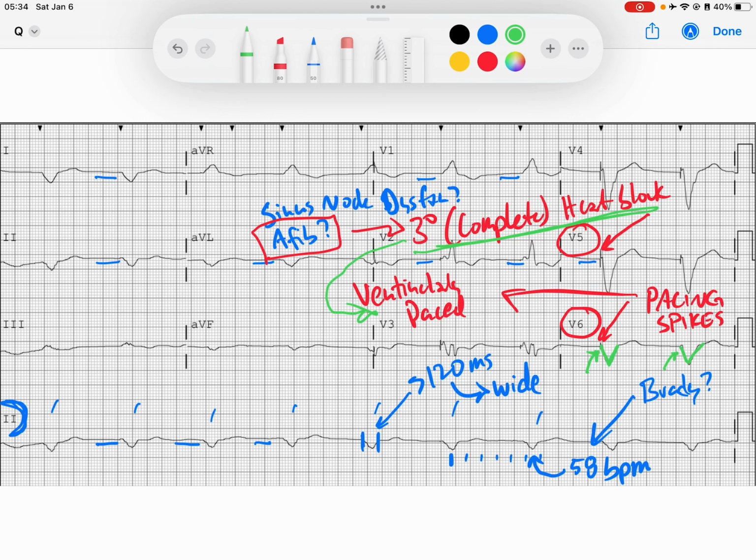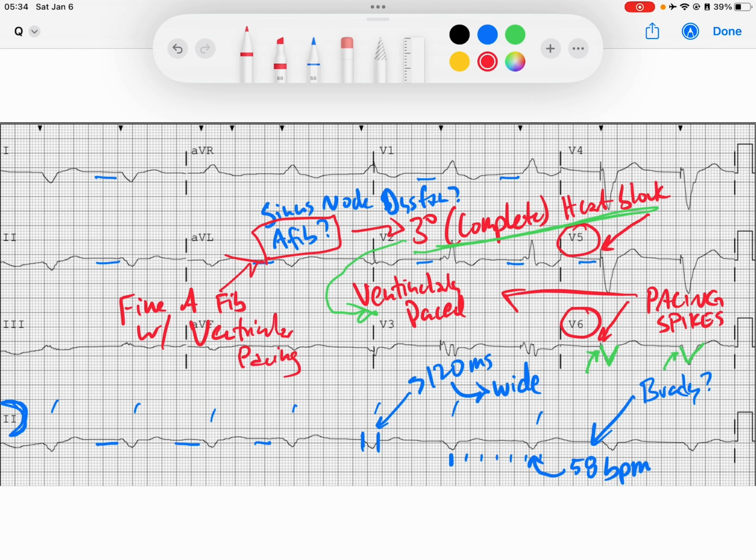We've got atrial fibrillation. I would say this is more of a fine AFib with ventricular pacing.